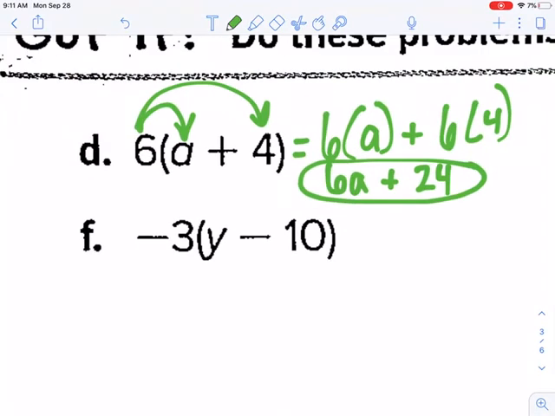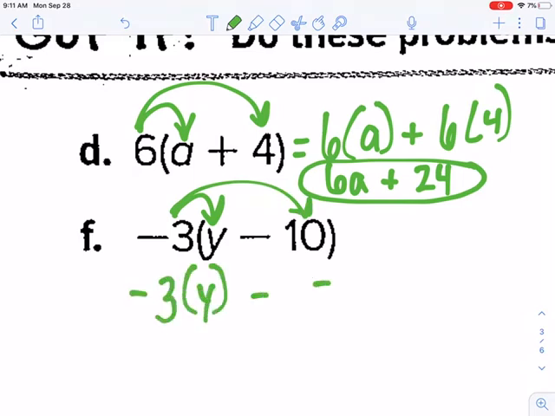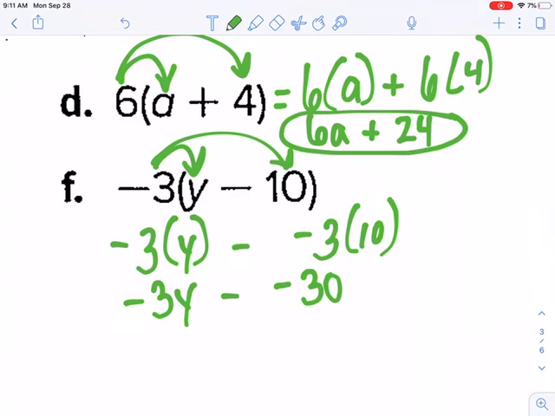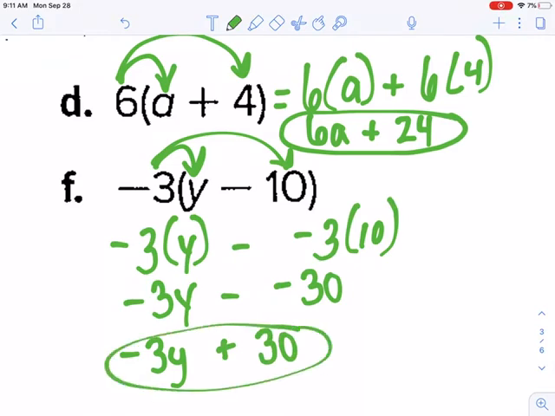Letter F. You're going to take your -3 times everything inside. -3 times y, -3 times 10 gives you -3y minus -30. Now you could leave it like that, or you could make it look a little bit nicer. We know subtraction changes to addition, which means the 30 would turn to a positive. That just looks a little nicer than having a minus and a negative side by side.